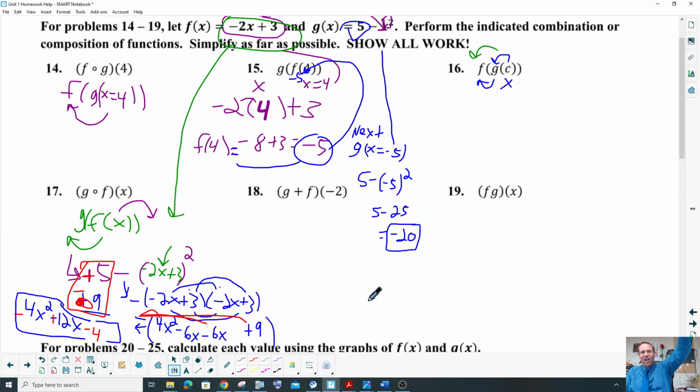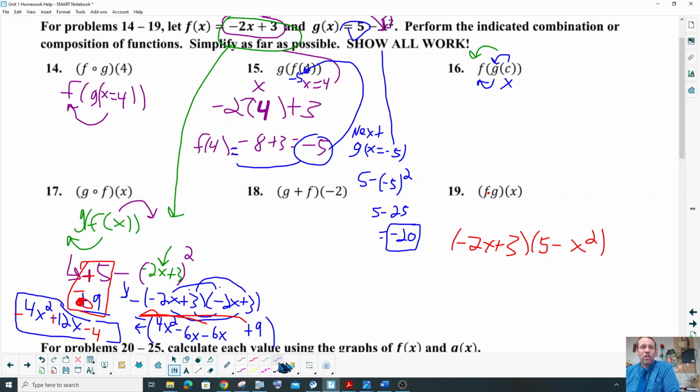That's the right answer. Okay, number 19. I was confused by that one. I forgot how to do that one. But basically, when there's nothing there, when it's just F, G next to each other, it does in fact mean to multiply. If you look at your notes in your book, it does in fact mean to multiply those together. So you're going to take F, which is negative 2x plus 3, and then you're going to take G, which is 5 minus x squared.